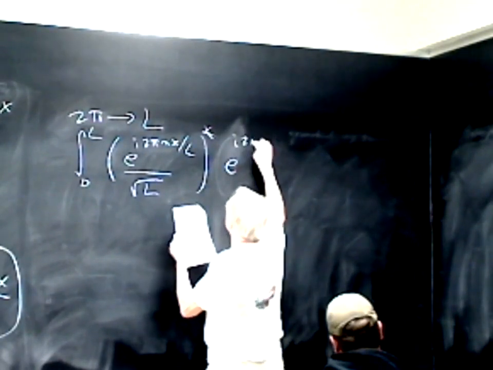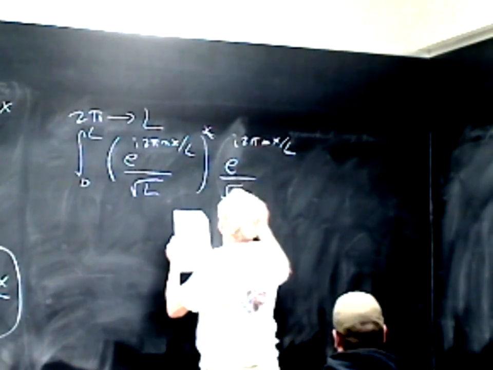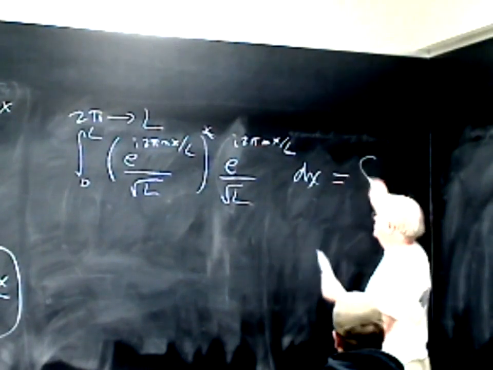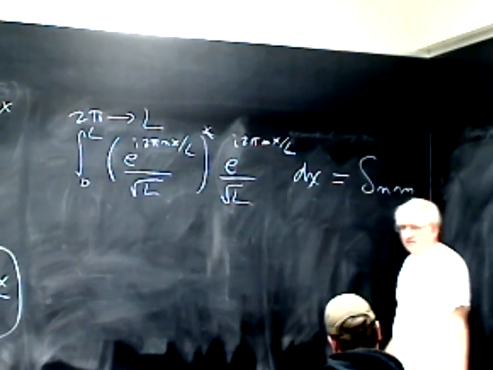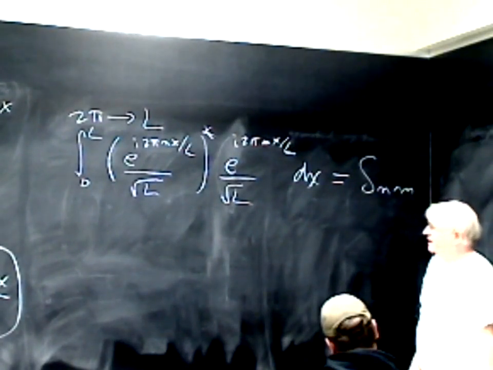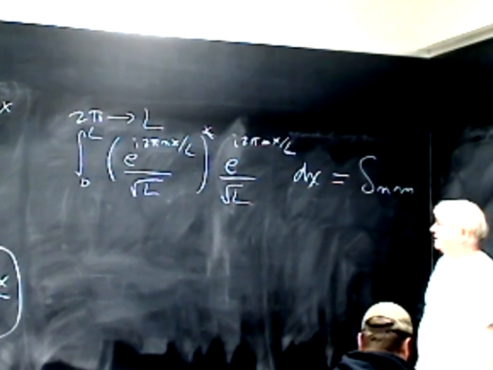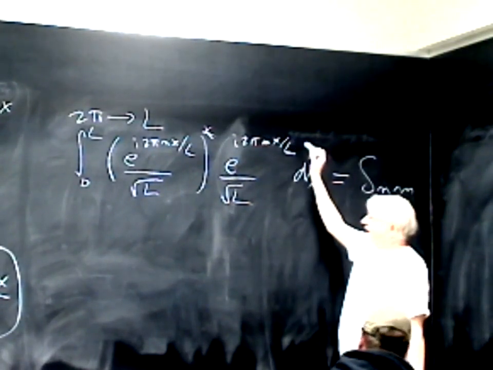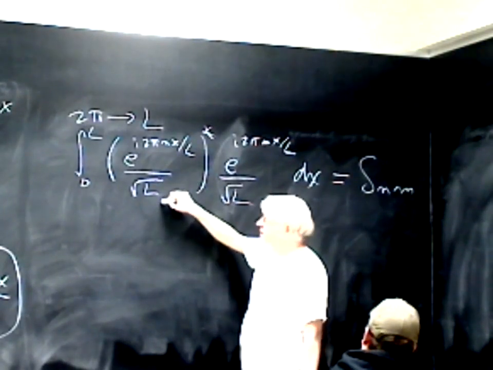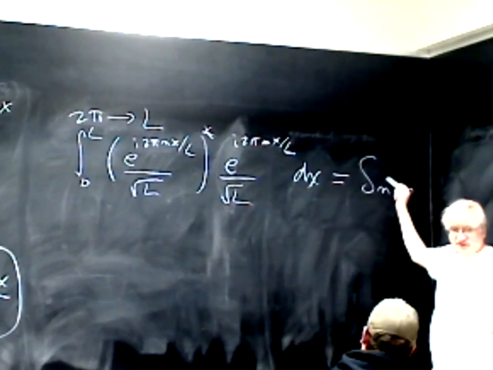The integral of e to the i 2 pi mx over L over square root of L dx equals what? It's equal to delta nm. So we have an interval of length L, and clearly when n is equal to m, these phases cancel. You just have 1 over L. The integral of 1 over L from 0 to L is 1.